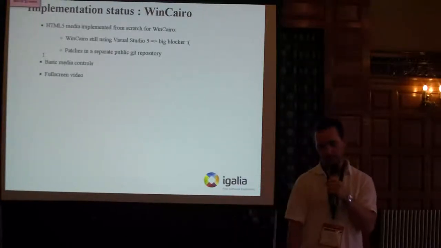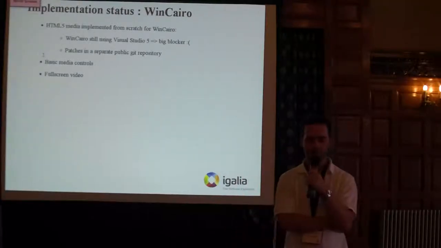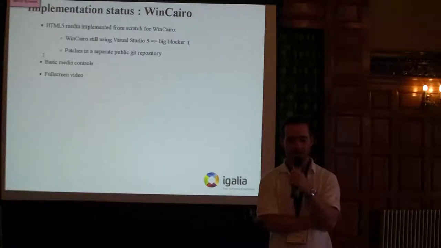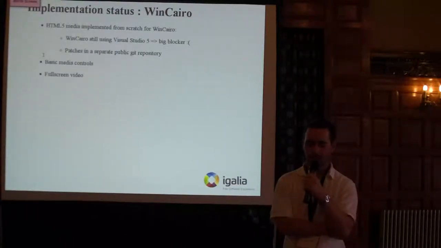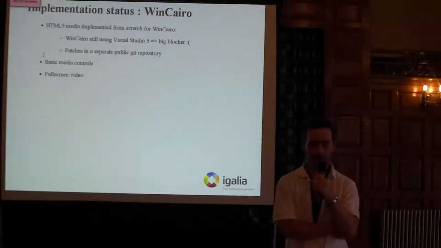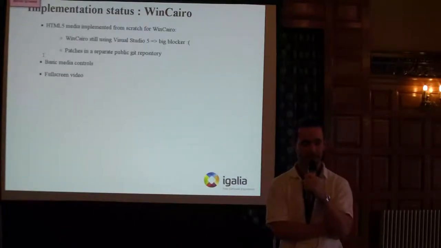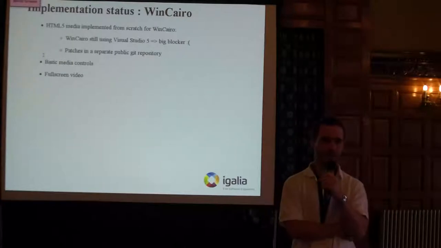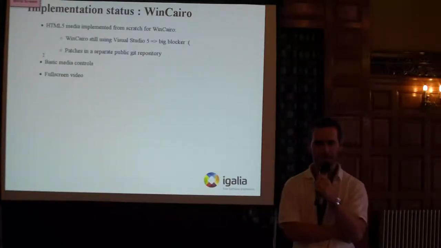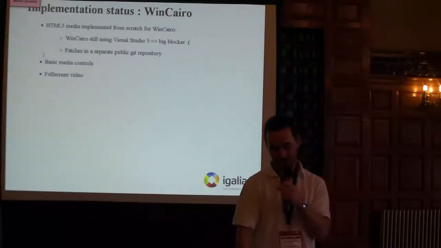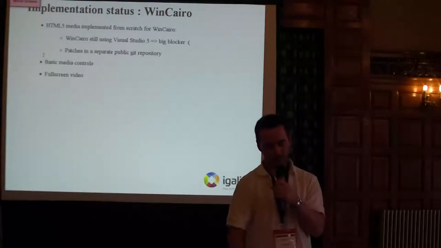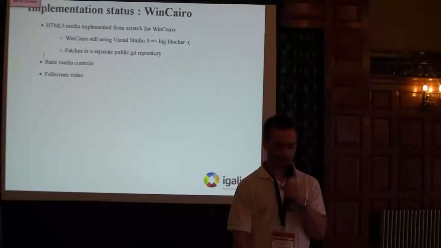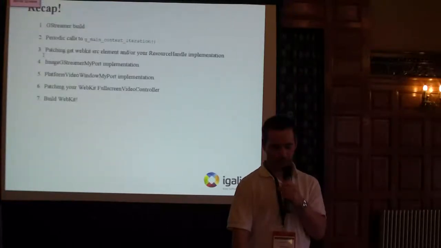On Windows, it's a bit more complicated. I got a branch on the Igalia repository, and the patches are not merged yet because WebKit still uses Visual Studio 5, and GStreamer's build kind of requires Visual Studio 8, so I had to migrate. This makes a big, ugly commit that's not easy to rebase. There's a plan in WebKit to move to Visual Studio 8, but there's no deadline yet, as far as I know. So we will see what happens in the future. And yeah, this branch had some basic media controls and full screen. This was fully functional and nicely working. But I cannot do a demo of that.